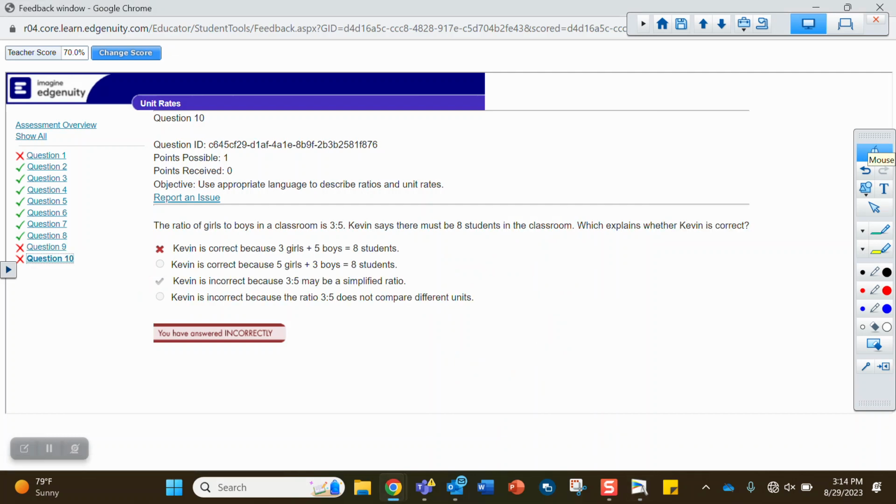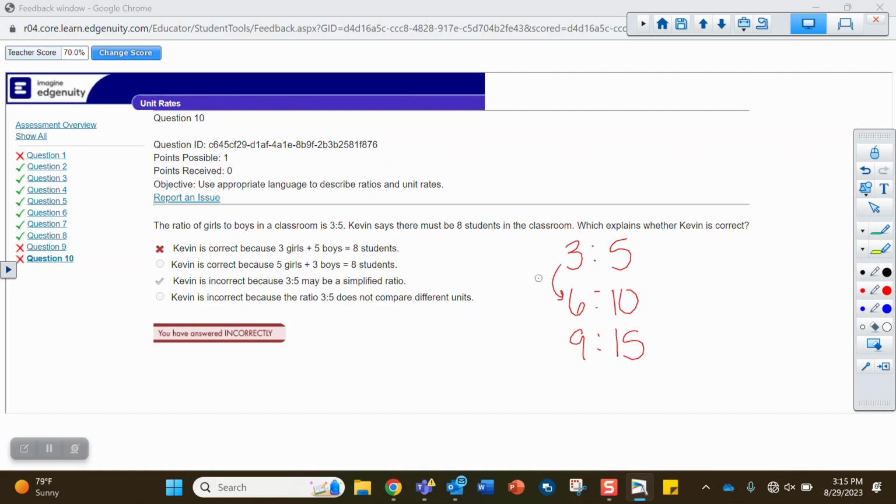And then finally, the last question says that the ratio of girls to boys in the classroom is 3 to 5. Kevin says there must be 8 students in the classroom, which explains whether Kevin is correct. And Kevin is not correct in this case because remember, ratios can be simplified. So if we take 3 to 5 and we multiply them both by 2, that's 6 to 10. If we take 3 to 5 from the beginning and multiply them both by 3, that's 9 to 15.